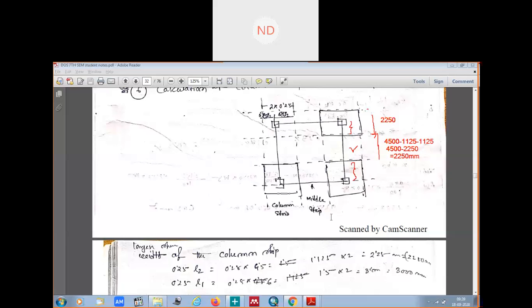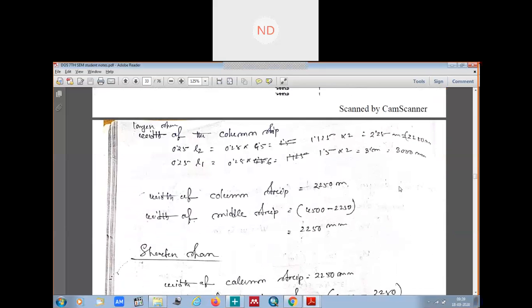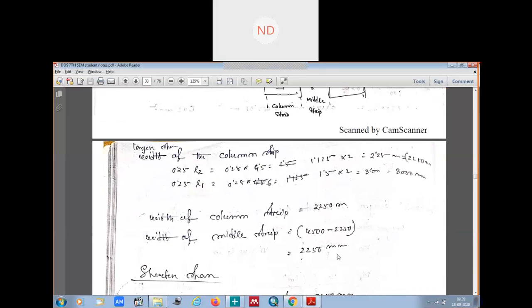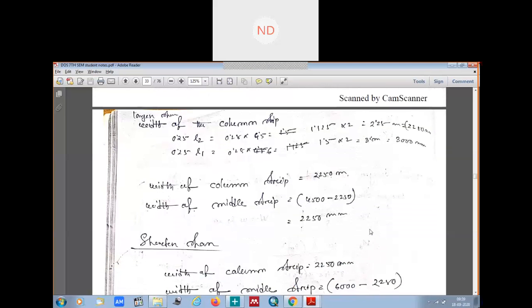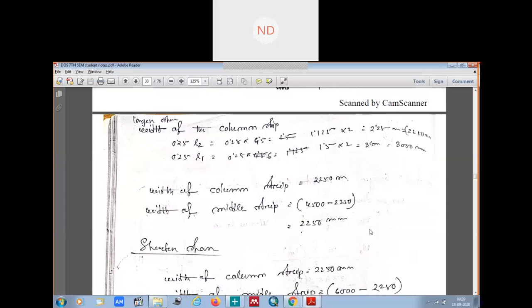You see here now, this one, 2250 along the longer direction. Along the longer direction we got 2250. The width of this column strip and the width of the middle strip are the same, both. Now along the shorter span, if we see, the width of the column strip will be how much?